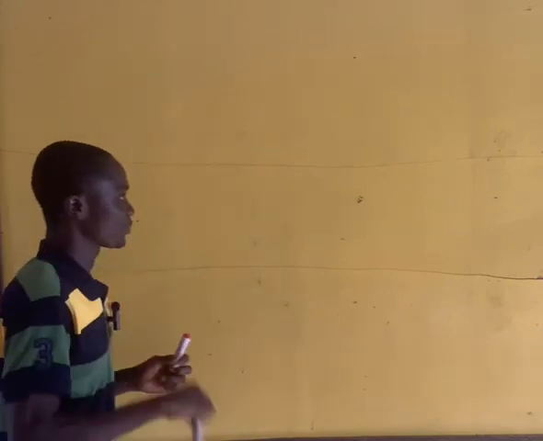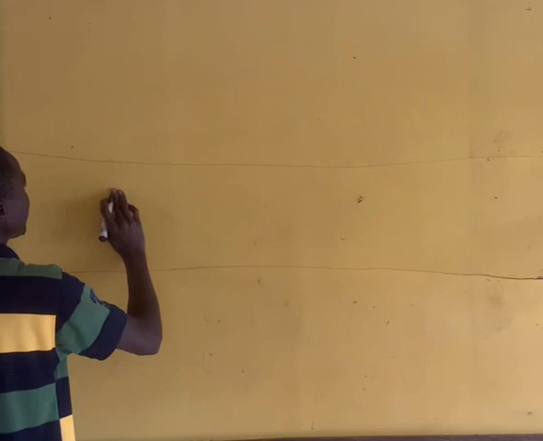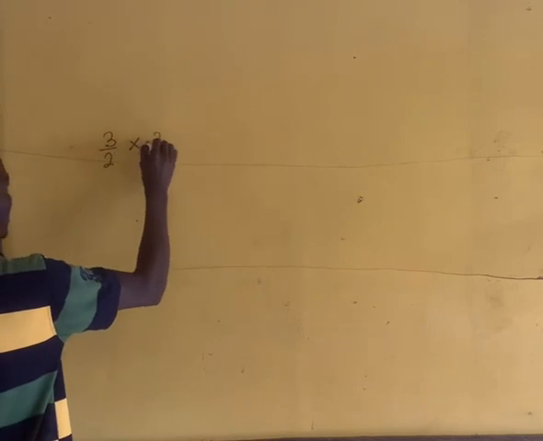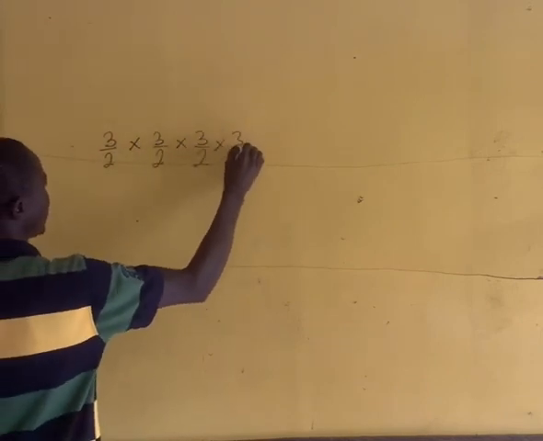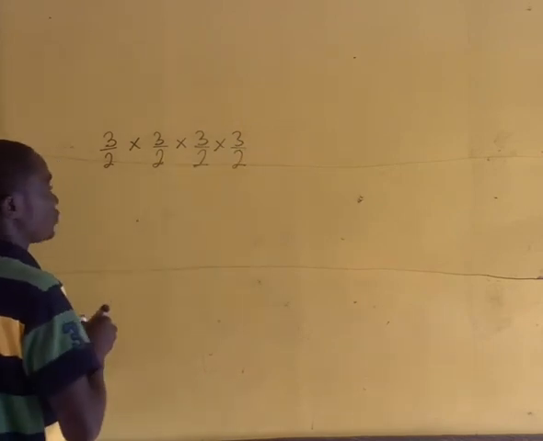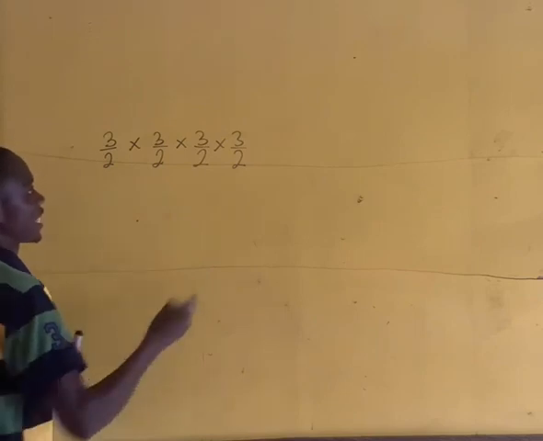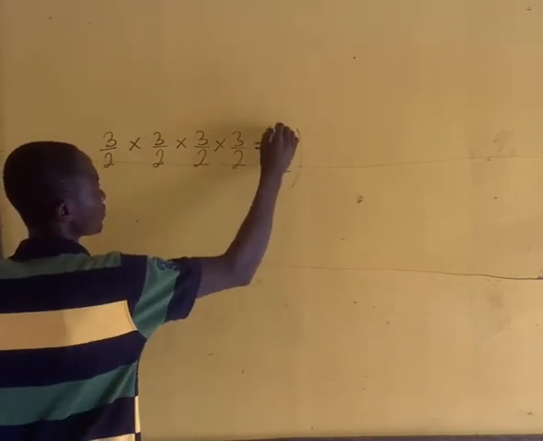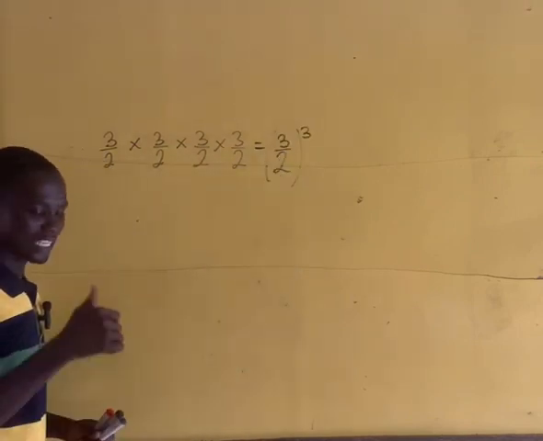Okay, let's see this one. If I have this, look at this. If I have 3 divided by 2 times 3 divided by 2 times 3 divided by 2 times 3 divided by 2, then here you say that 3 divided by 2 is multiplying itself 4 times. So you write 3 divided by 2 power 4. Wow. In a very simple way.